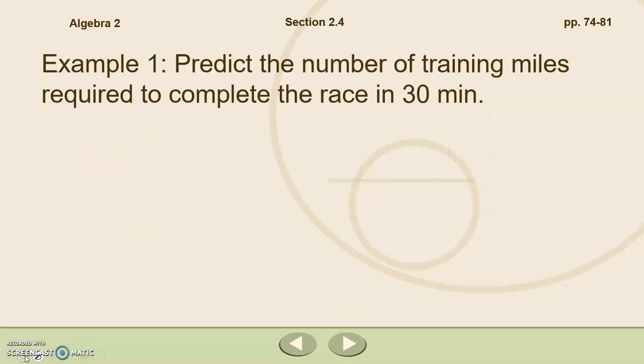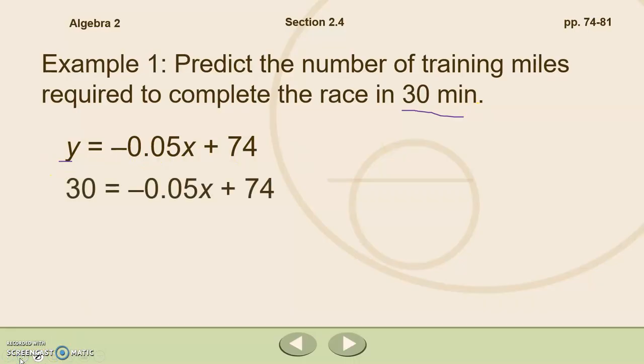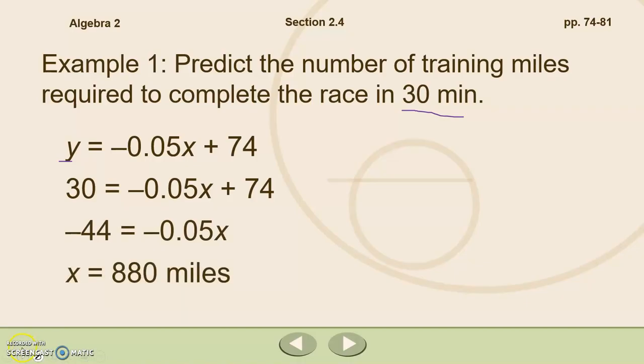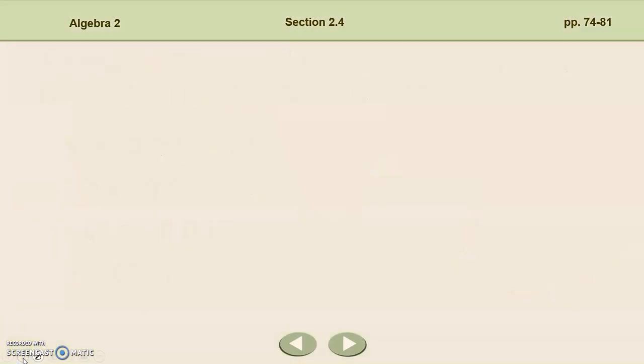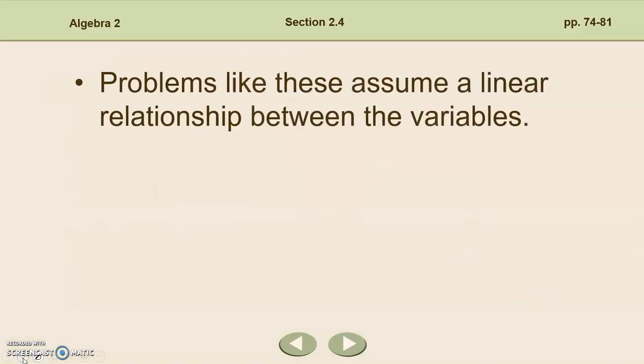So let's predict the number of training miles required to complete the race in 30 minutes. Here's our equation. And if you remember, minutes was our y-axis. So we're going to plug 30 into the y and solve for x. And we see that in order to run a 5K or 10K in 30 minutes, we need to have at least 880 miles of training, according to our data in the prediction.